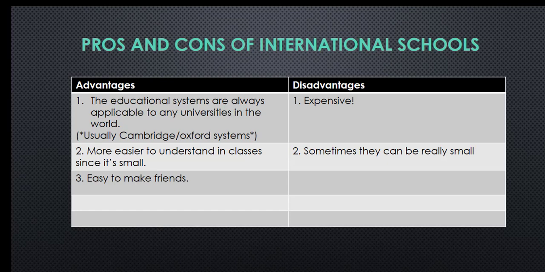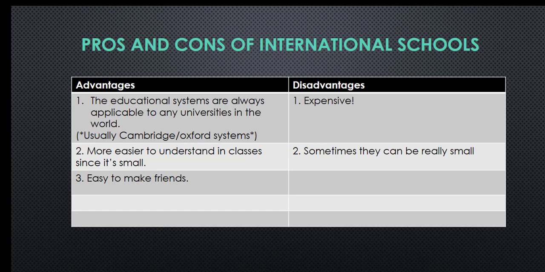Okay, pros and cons of international schools. Number 1, advantages. The education systems are always applicable to any universities in the world, usually the Cambridge and Oxford systems. As I said earlier, international school education systems are recognized in any part of the world, and most of the international schools in Malaysia use Cambridge or Oxford examination systems.